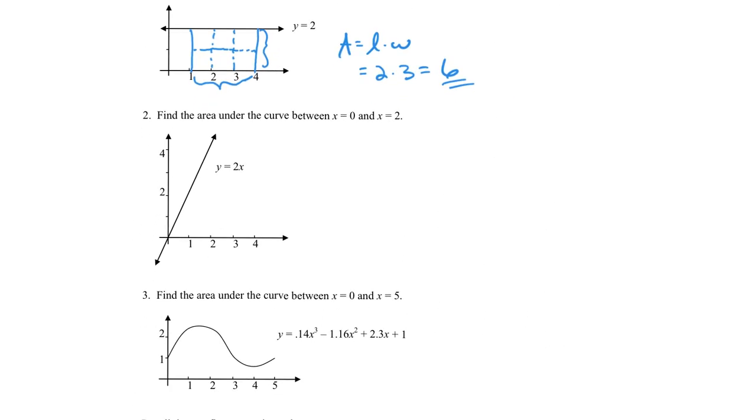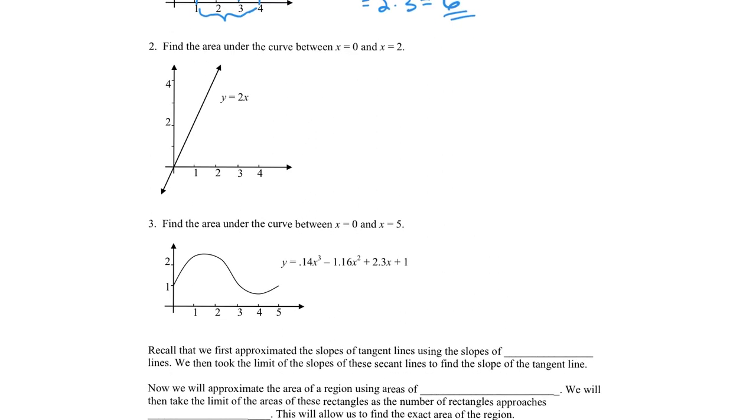And the next one, not quite as easy, but still not too bad. If you want to find the area under this curve between x equals 0 and x equals 2, it looks like we've got something like this. Well, this area we can also find with a formula from geometry because we just got a triangle there. And we know the area of a triangle is 1/2 base times height.